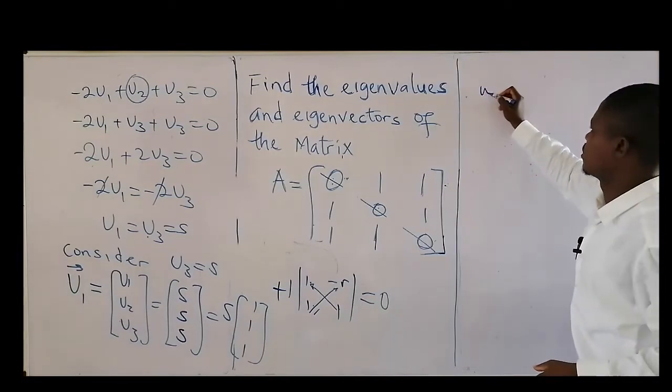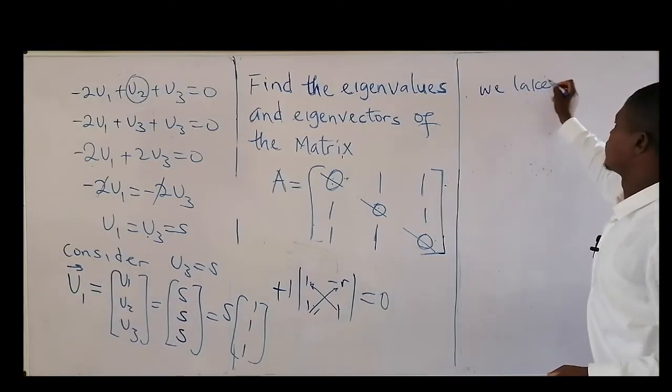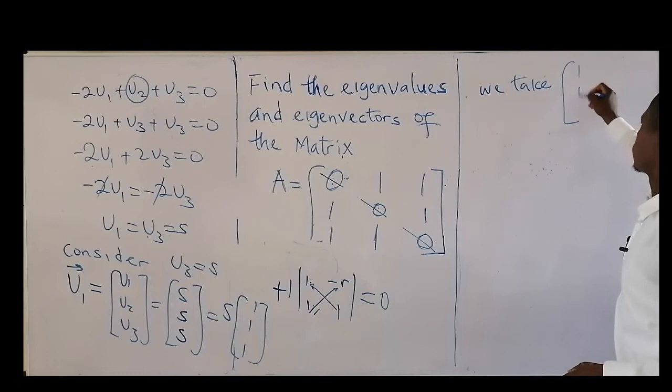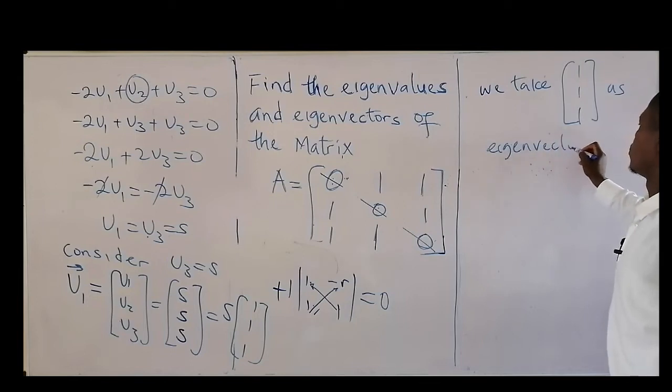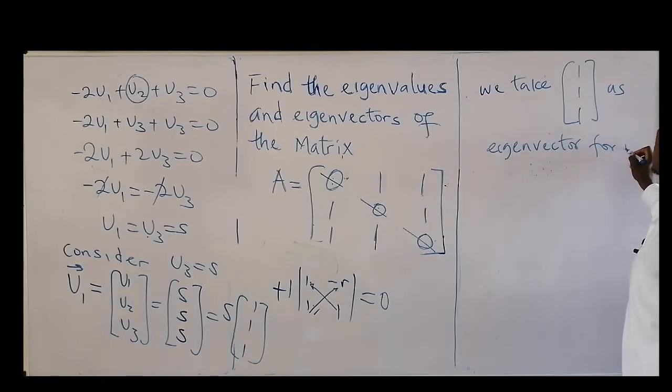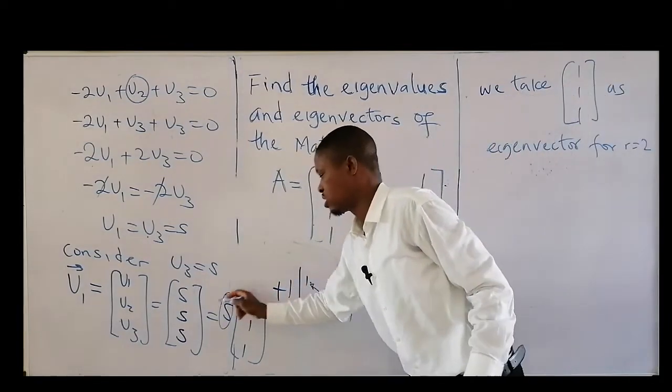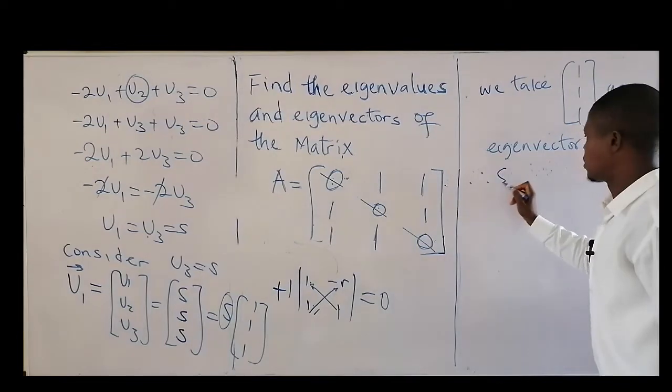So we take this vector as the eigenvector for R equal to 2. And that's that. We assume that this one is equal to 1.